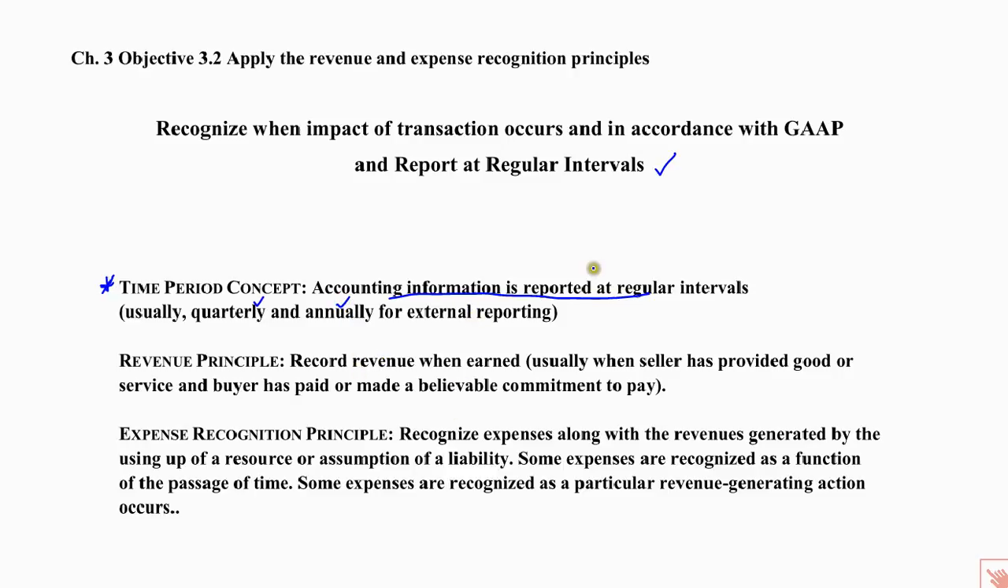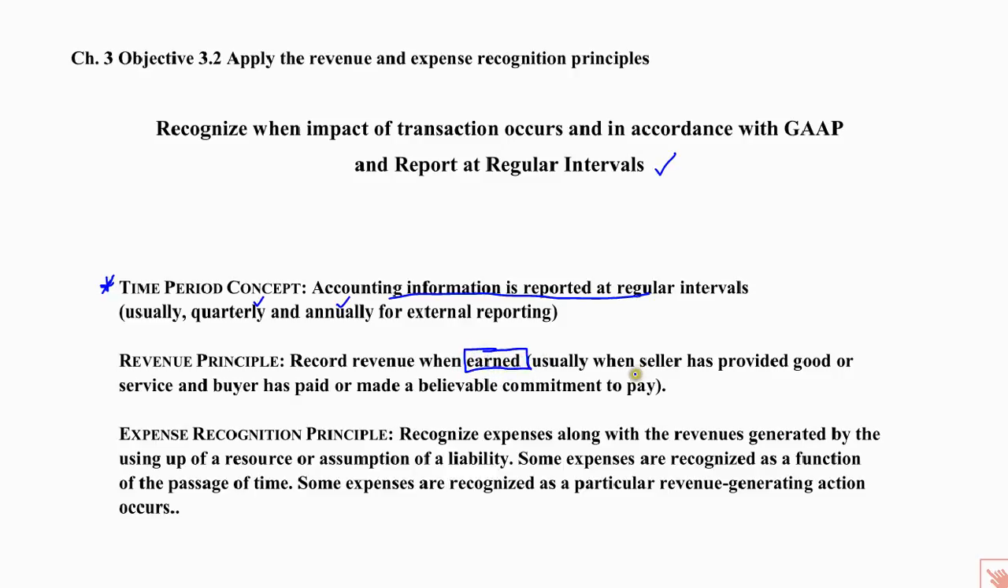That is going to drive some of our expense and revenue recognition because if we have to make a report at a certain time, then we have to start looking at what transactions had an impact during that time period. So for revenue, the rule is you're going to record revenue when it is earned.